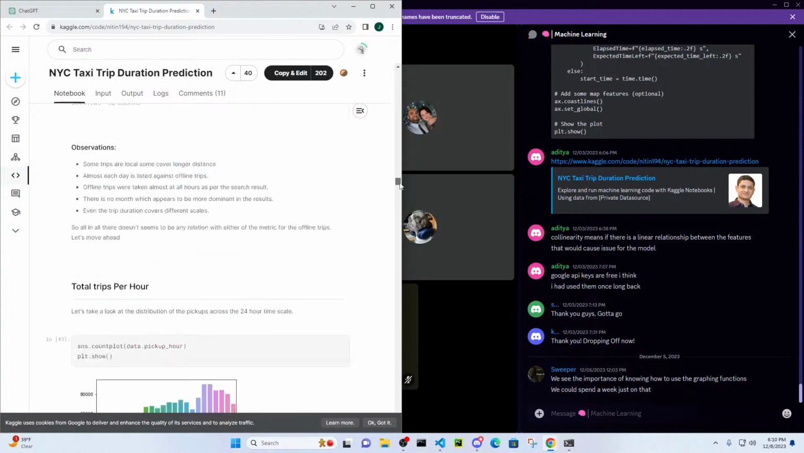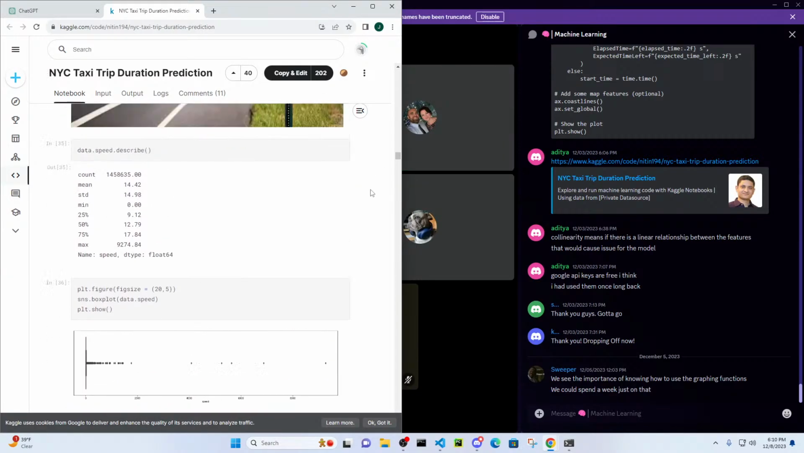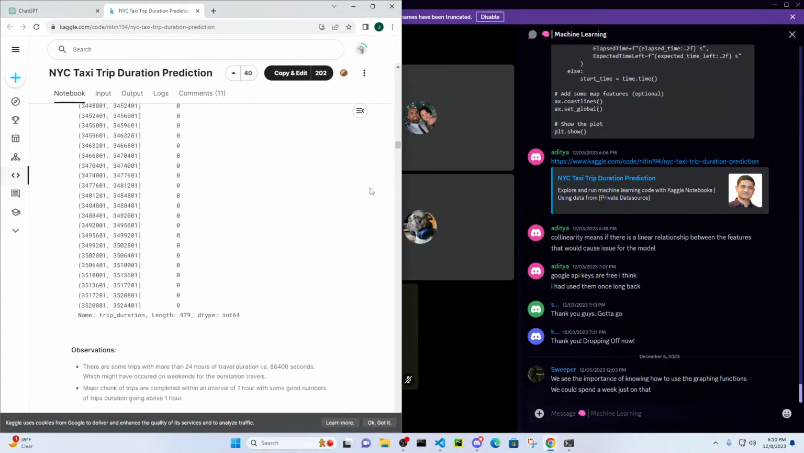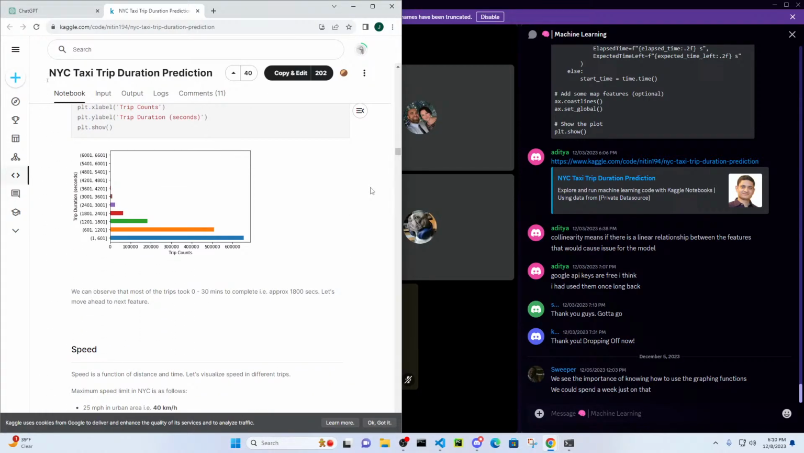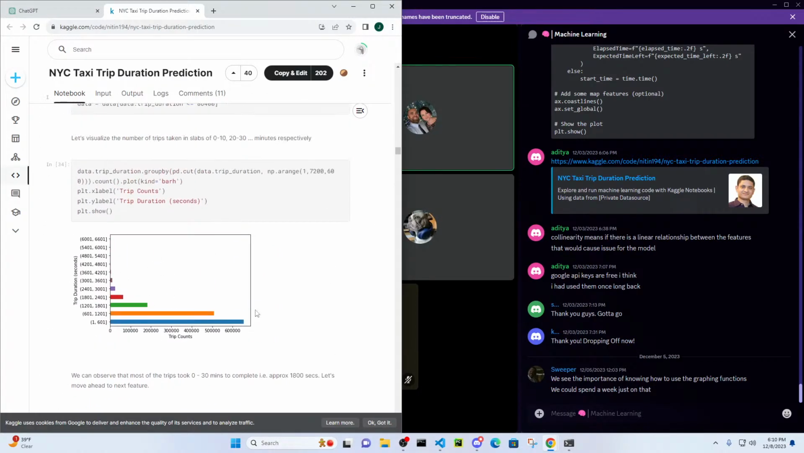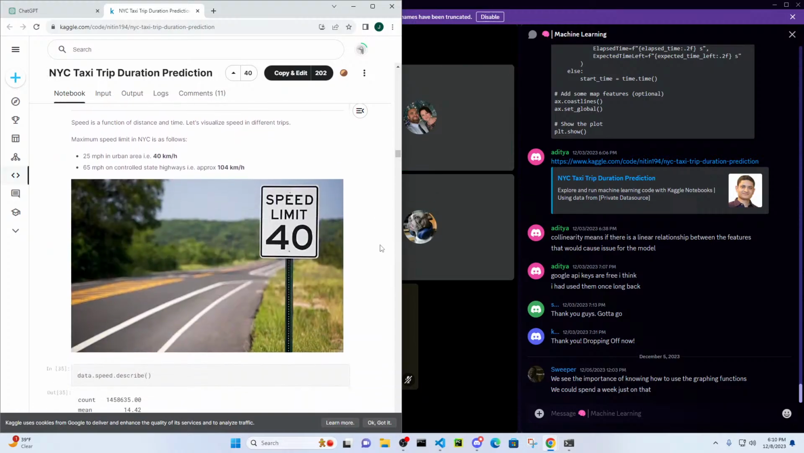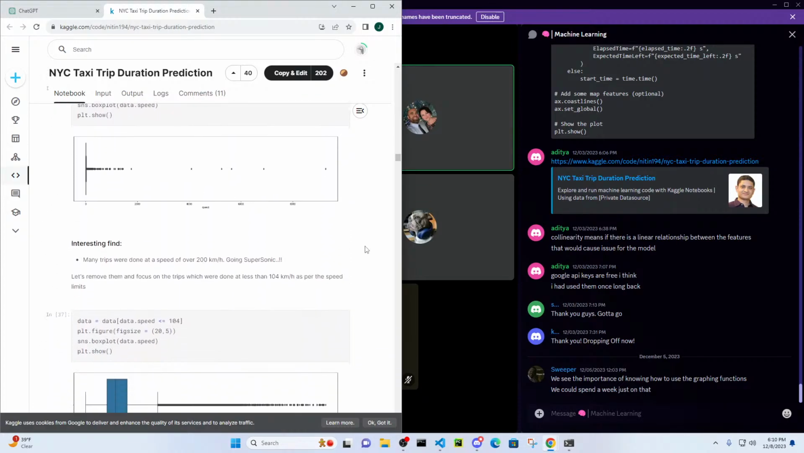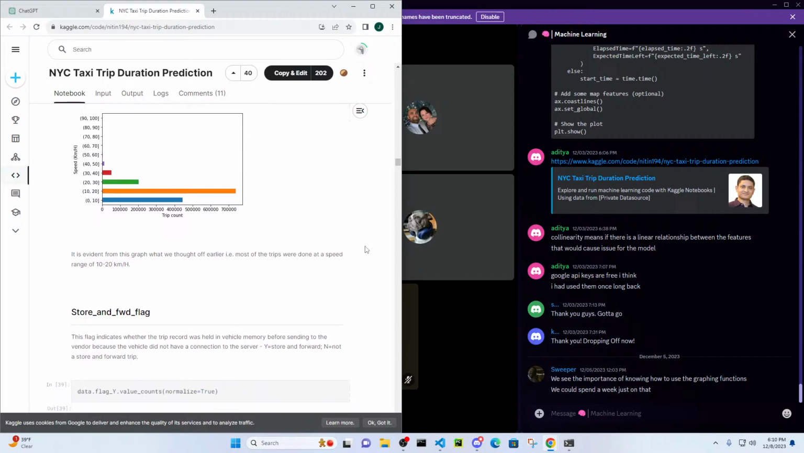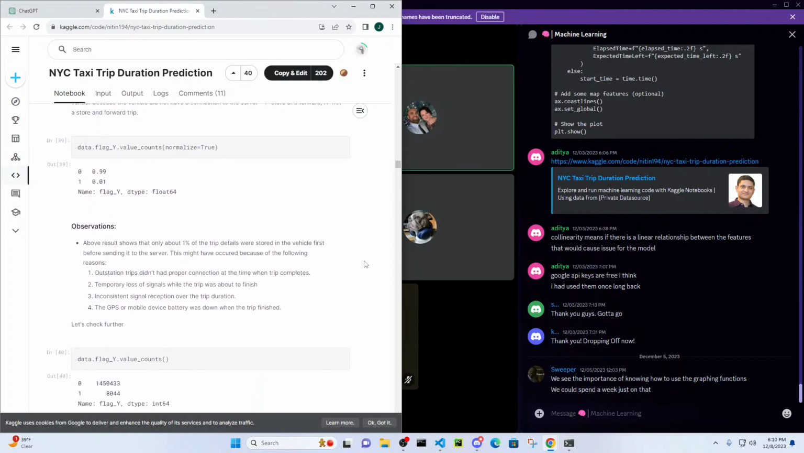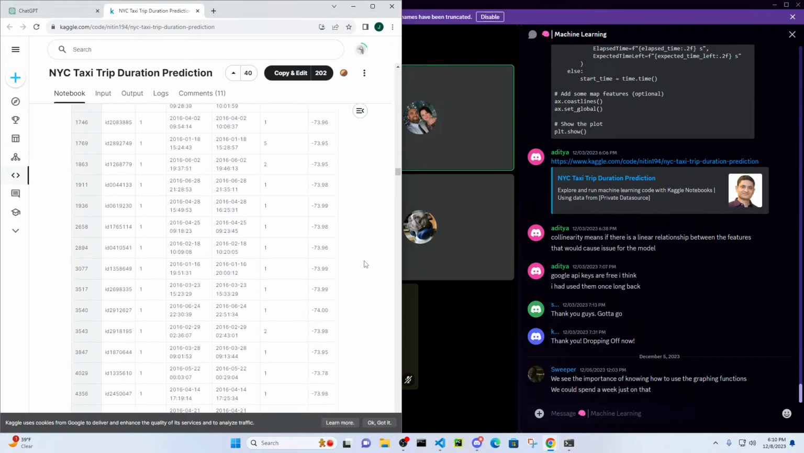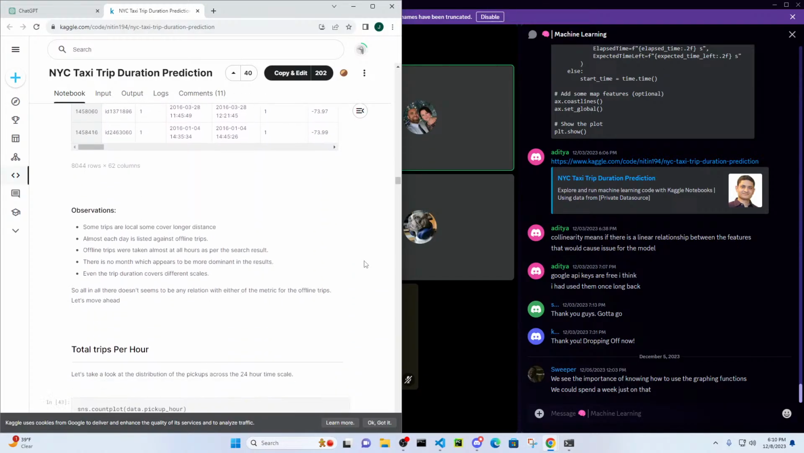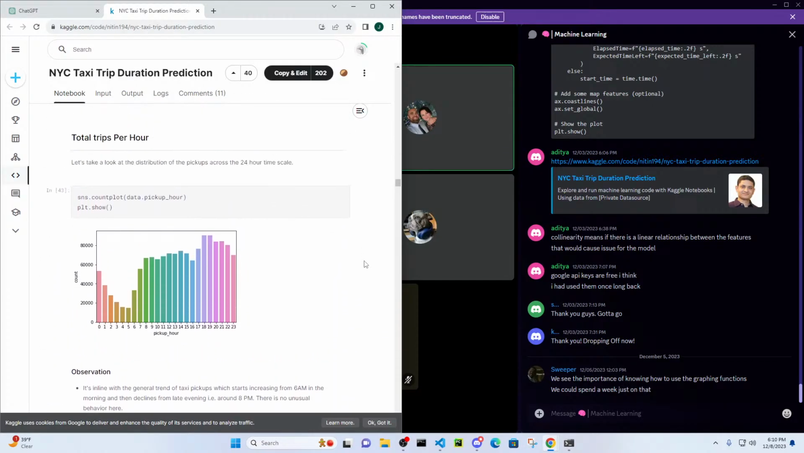Trips per hour. Trip duration. Yeah, that was good. I like this. Speed. Yeah. Okay, so 25 to 65. I remember having that conversation about the highway, and okay. Cool. Store and forward flag. We saw that this was irrelevant. And then total trips per hour. That's where we left off.